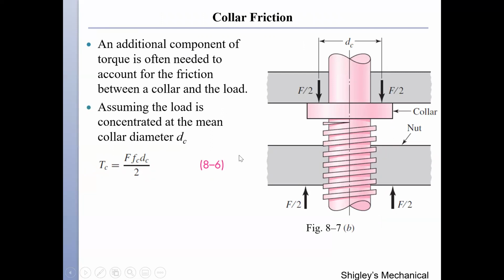In addition to that, many times when we are raising a load using a power screw, we are using a collar. And as we turn the power screw, there is additional friction component between the collar and the body or the part that we are trying to raise or lower. This friction component would contribute a torque that is equal to T sub C for collar, that is equal to the force multiplied by the collar friction coefficient F sub C multiplied by D sub C, which is the average diameter of the collar, divided by 2. Okay.